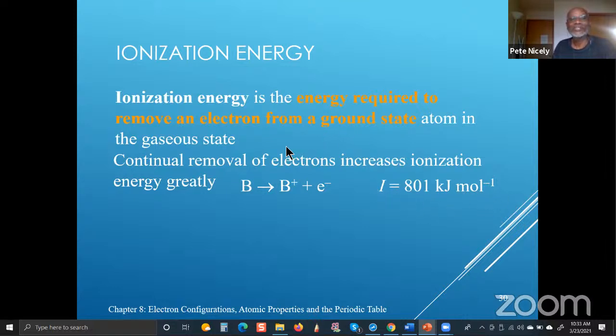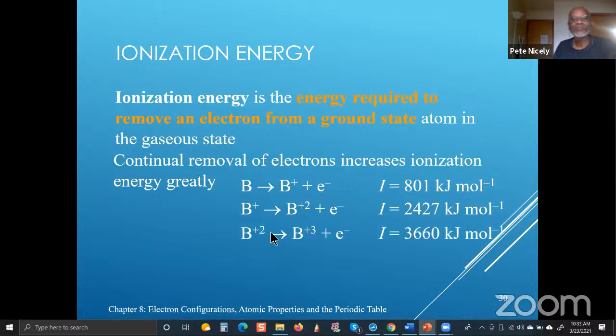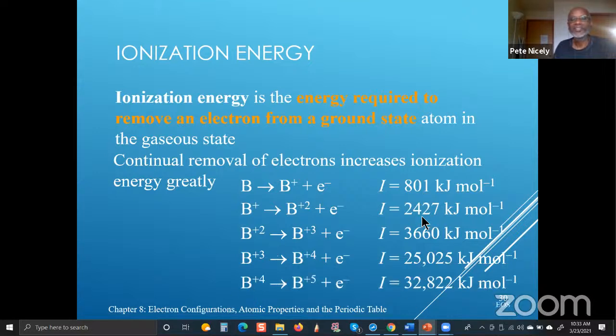And of course, we know that you have atoms which have more than one electron. So you can remove the first electron, and the energy required for that would be the first ionization energy, as you can see here. And to remove the second electron, the energy is called the second ionization energy, and so on and so forth. So in the case of boron, there are 5 electrons to be removed. So basically, these are the values of the ionization energies required to remove each electron, all right?